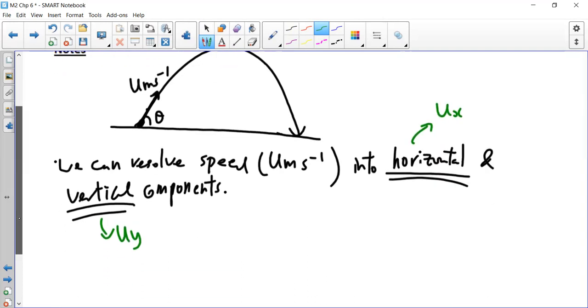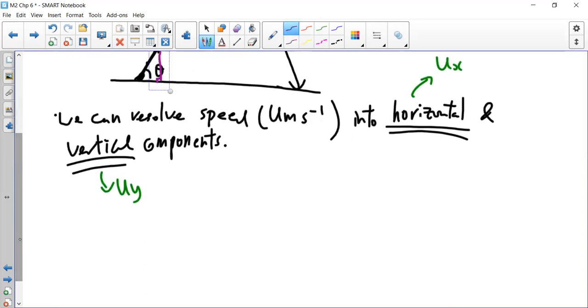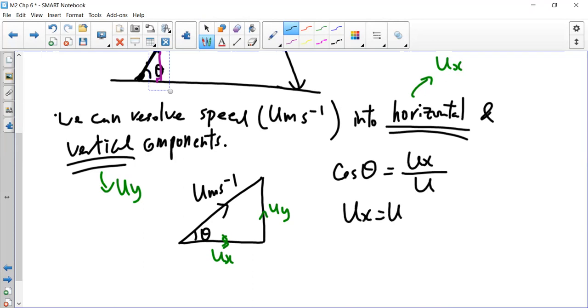If we draw the triangle out, if we make a right-angle triangle down here, with U meters per second and our theta, this will be your UX, and that will be your UY. Using trigonometry, we know cos theta equals UX over U. If we multiply U across, then UX equals U cos theta, and do the same for UY, and UY will equal U sine theta.